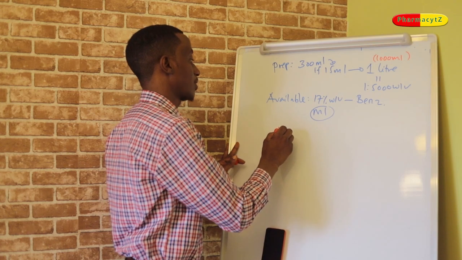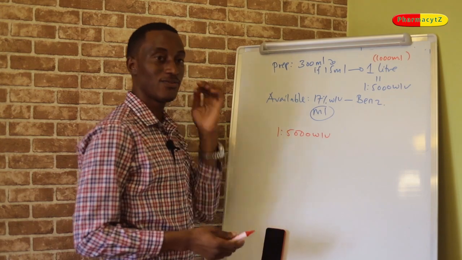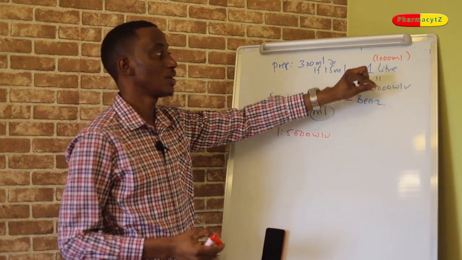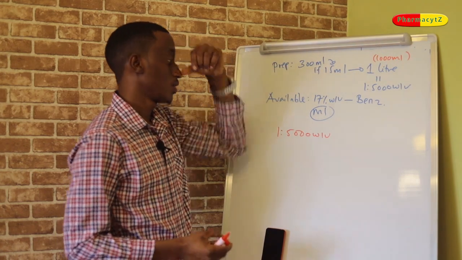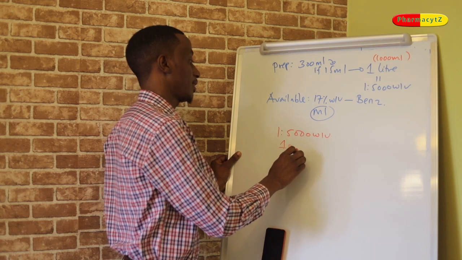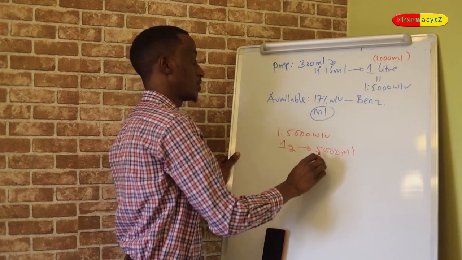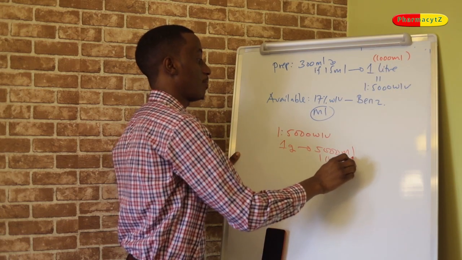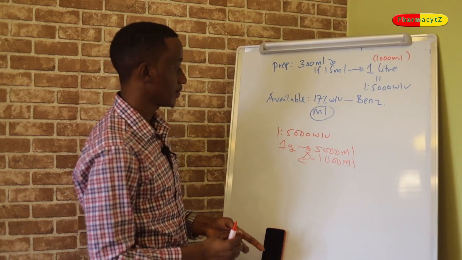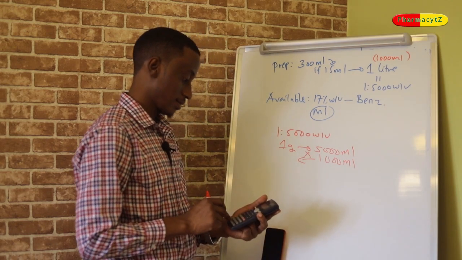If 1:5,000 weight in volume was the final concentration as a result of diluting to 1 liter, then what was the concentration in between? 1:5,000 is equivalent to 1 gram in 5,000 mils. Then what about the 1,000 mils which were previously diluted? If we dilute here, this is what? 1,000 divided by 5,000.